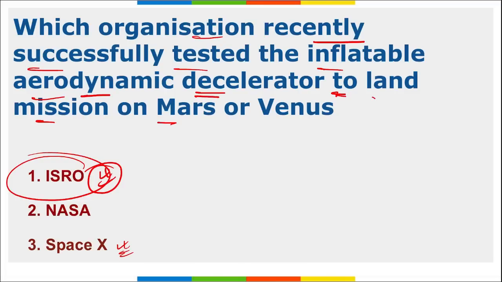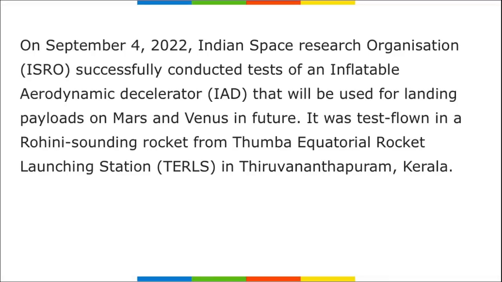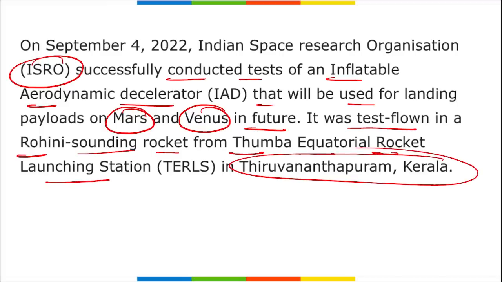That means whenever we are landing, we can easily control the velocity or acceleration by which the rocket will be coming down. As you can see in the picture, ISRO successfully tested an inflatable aerodynamic decelerator to land missions on Mars or Venus. Highly important. It was ISRO that conducted a test of an inflatable aerodynamic decelerator that will be used for landing payloads on Mars and Venus in future. It was a test flown in the Rohini sounding rocket from Thumba Equatorial Rocket Launching Station, that is in Trivandrum, Kerala. Highly important, friends. Alright.